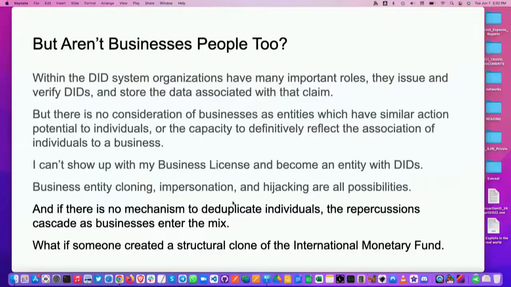And without a mechanism to deduplicate individuals, the repercussions cascade as businesses enter the mix. Can you imagine the chaos if someone created a structurally identical international monetary fund? Can you imagine?